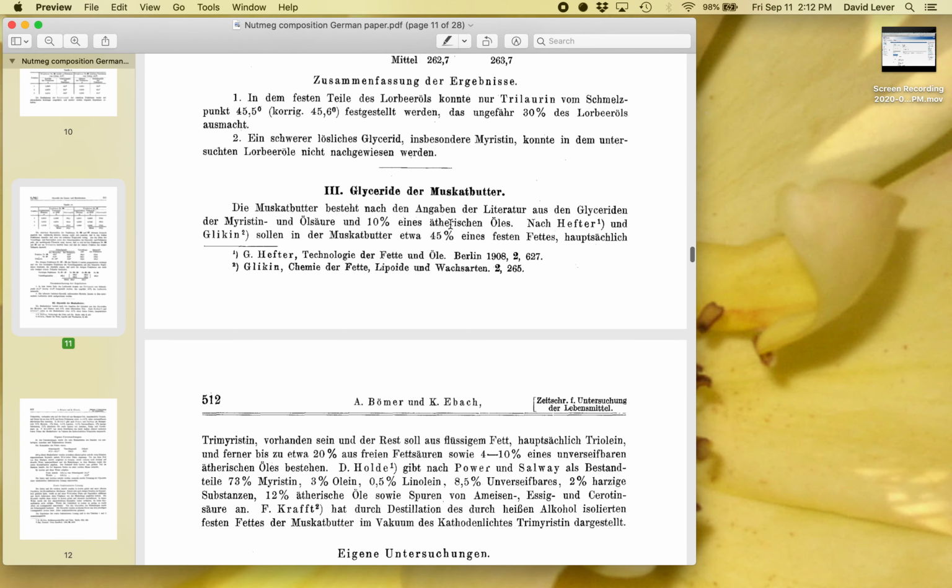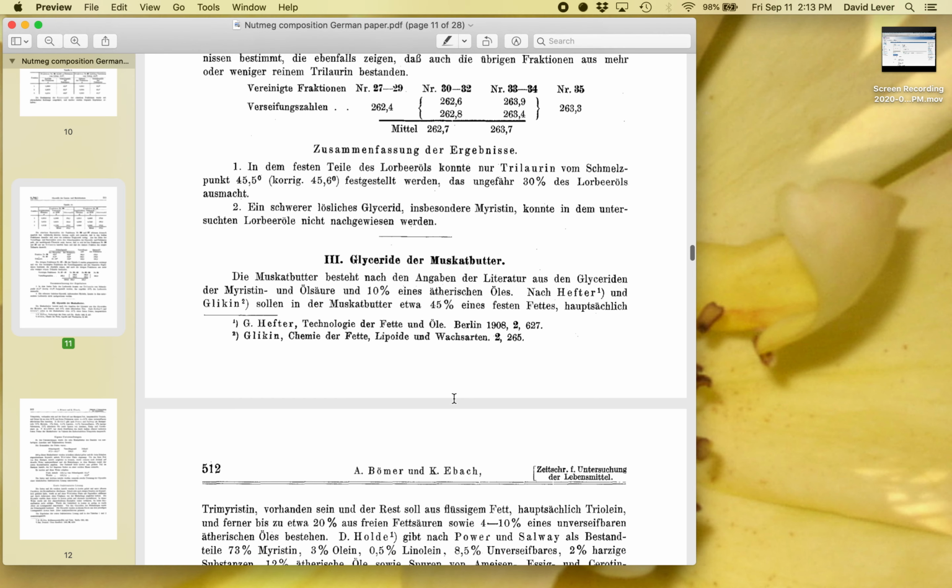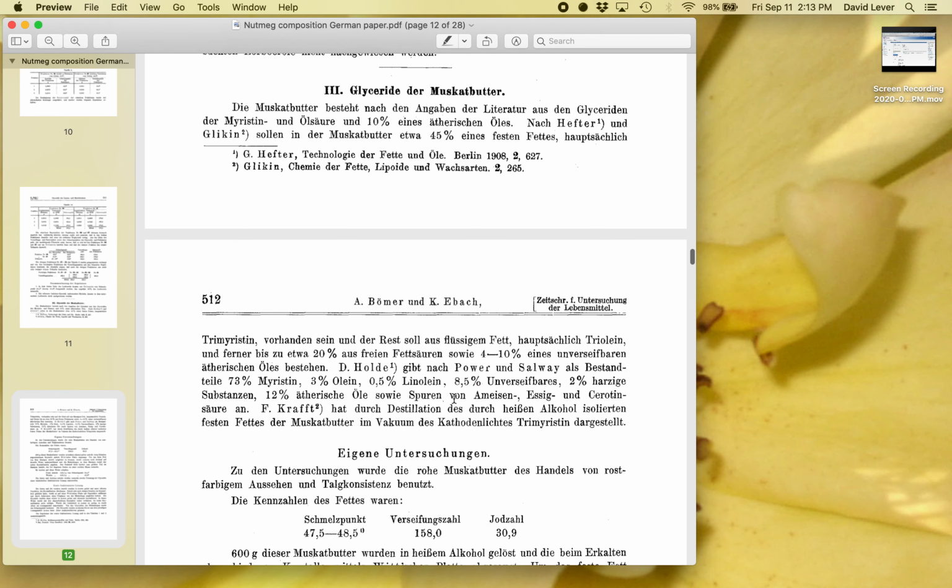There'll be a Roman numeral 3, and it says glyceride der Muscatbutter. Muscatbutter is nutmeg butter. So that's where that number came from. The nutmeg butter, from the literature, has the glycerides of myristic acid and olein, myristin and oleinsäure. Oleinsäure is oleic acid. So it's telling you what the composition is. That's where those numbers came from that were listed in the abstract. It's on the bottom of page 511 and the top of page 512.